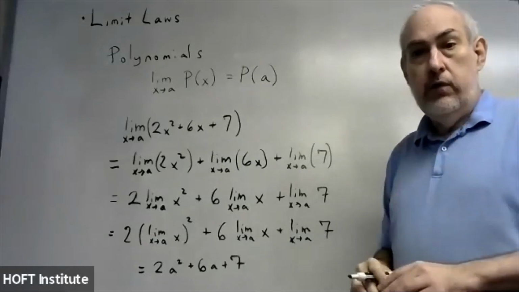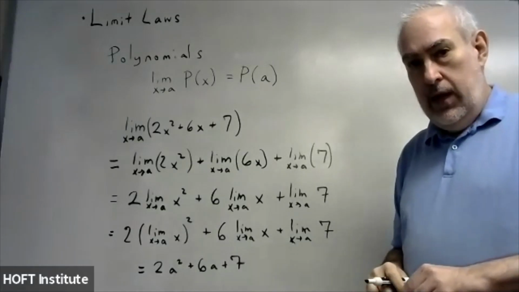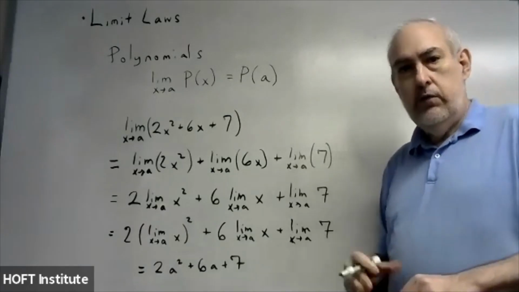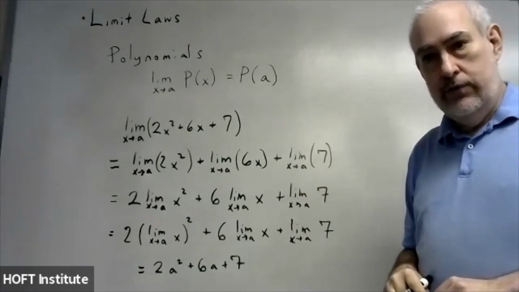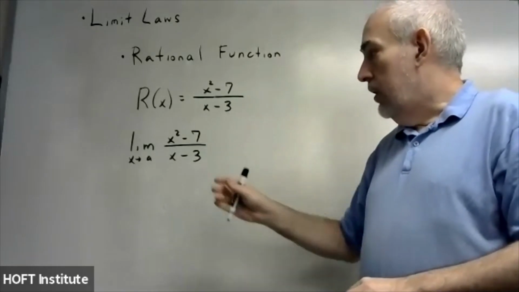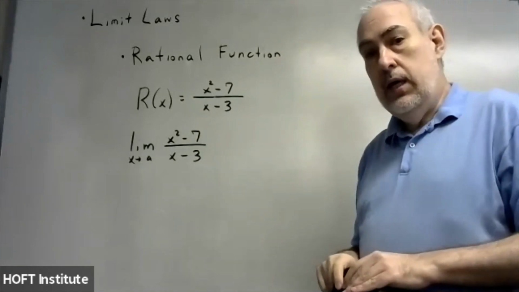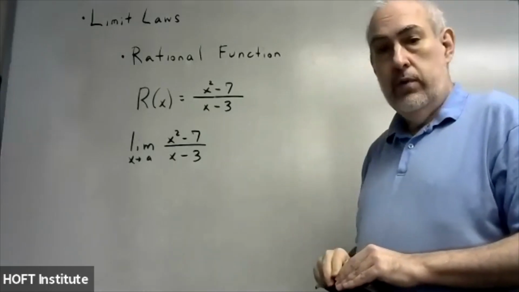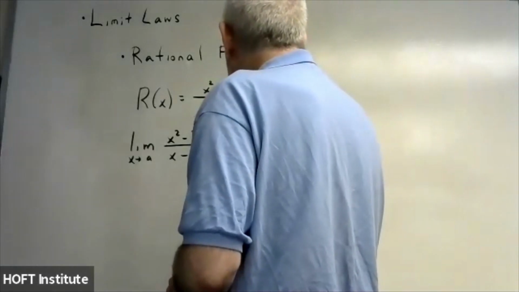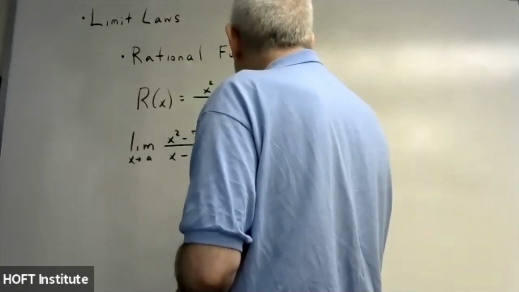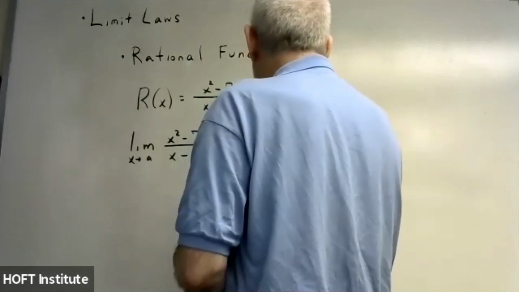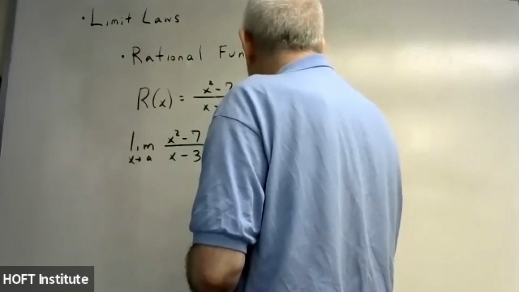Okay, now let's look at rational functions. A rational function is a polynomial divided by a polynomial. Okay, so let's look at an example of a rational function. All right, so here is an example of a rational function. And we're going to be doing, once again, the limit as x approaches any point a of x squared minus 7 over x minus 3. So first, I'm going to use the division rule, which states that you do the limit of the top, assuming that it exists, and then divide by the limit of the bottom, assuming that it exists.